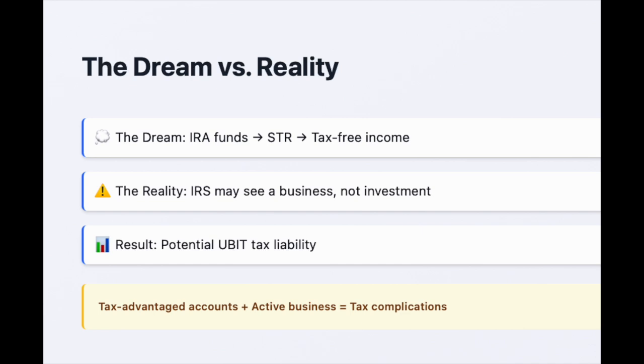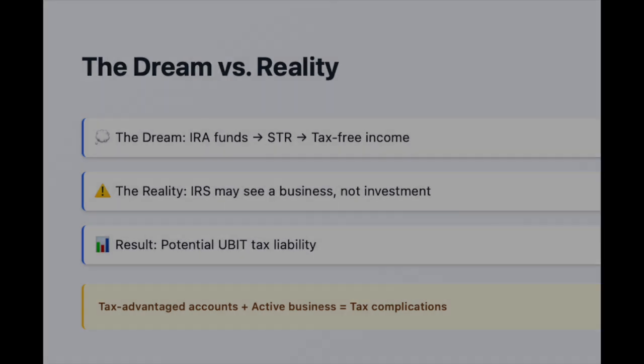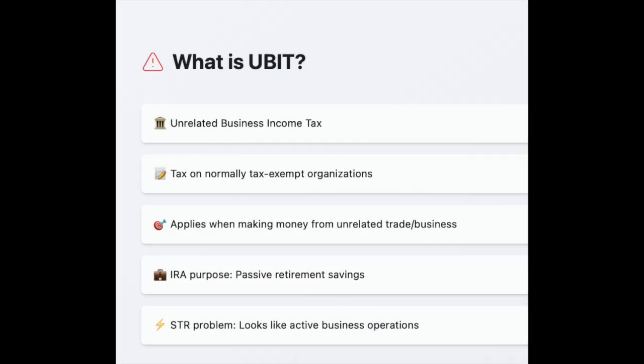Okay, let's dive in then. Fundamentally, what is UBIT, and why does it even matter for an IRA doing, say, a rental property? So, UBIT, unrelated business income tax. The name basically gives it away. It's a tax on organizations that are normally tax-exempt, like IRAs. It applies when they make money from a trade or business that's unrelated to why they're tax-exempt in the first place. And an IRA's purpose is retirement savings, usually passive investing, right? Exactly. Passive stuff, long-term investing. And that's where STRs get tricky.